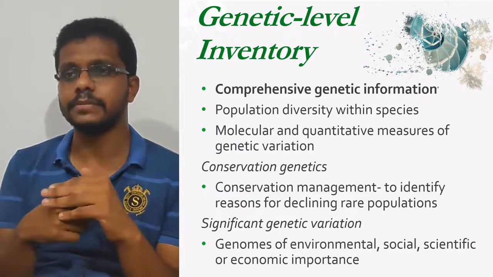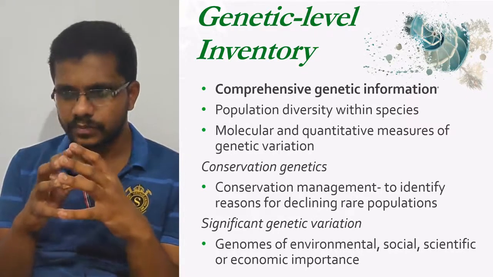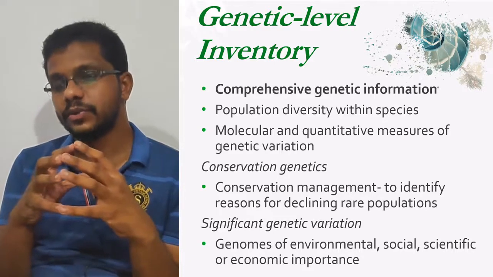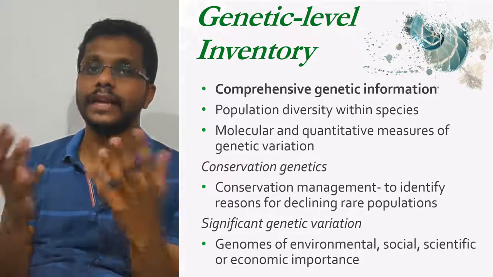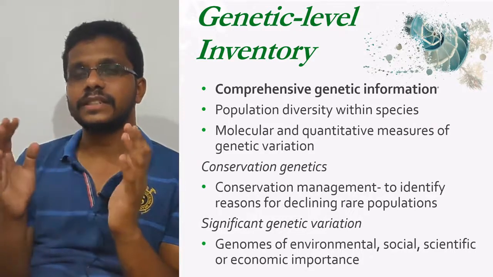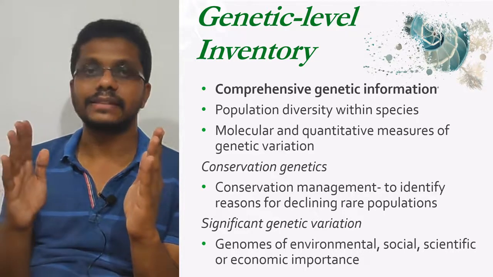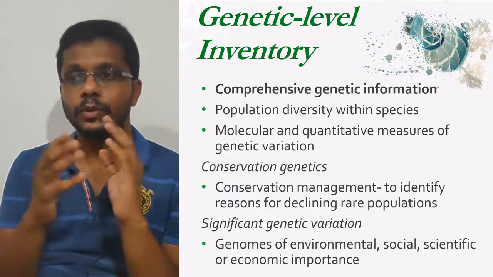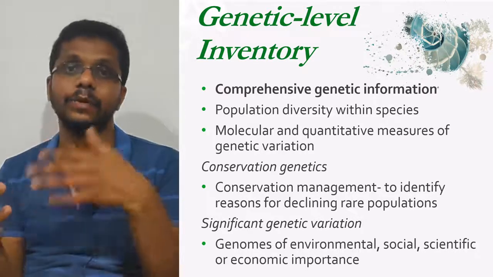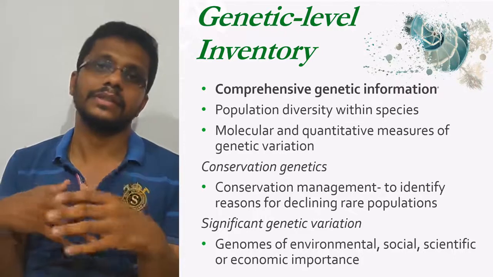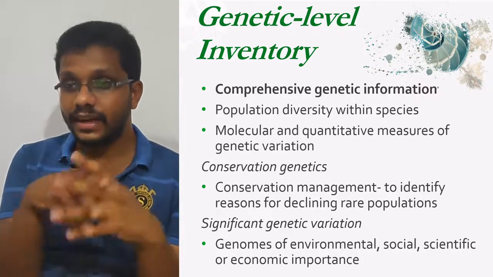So the basic aims of the genetic level inventories are: first is conservation genetics. For some of these endangered species like maybe panda, tiger or blue whale, the populations of these individuals are decreasing dramatically. So if you want to know why it is decreasing so fast, we should have an idea about its genetics. Most times it may be due to genetic drift or inbreeding. So we need to find the reasons for that.